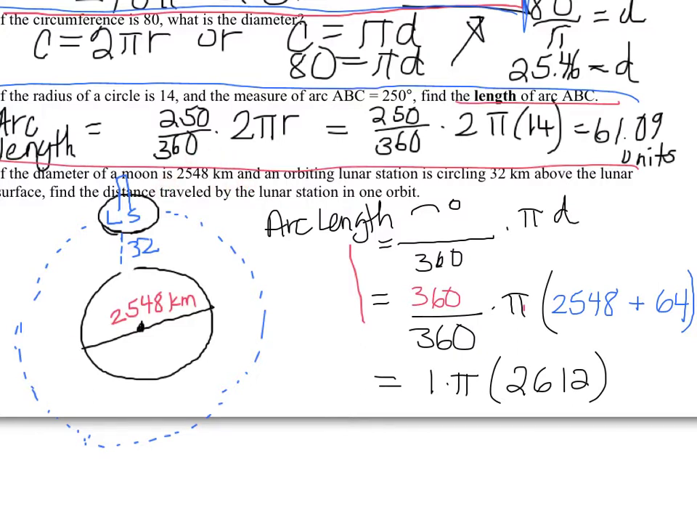is the actual diameter of the moon. But remember, the orbital lunar station is circling 32 kilometers. So that means 32 here and 32 here. So it's always circling an additional, that's right, 64. So you want to make sure you add that in, and then you multiply it by pi, and you're going to get 8,205.84 kilometers. That's a lot of kilometers traveled.